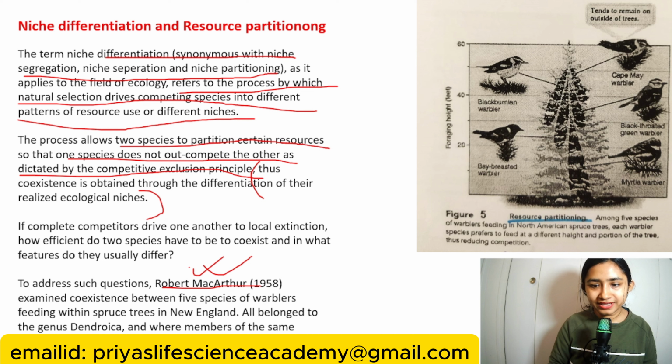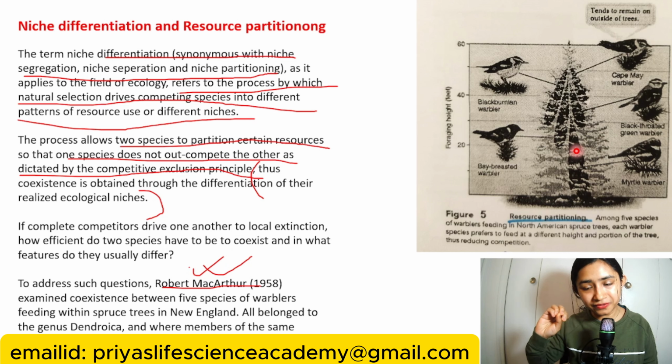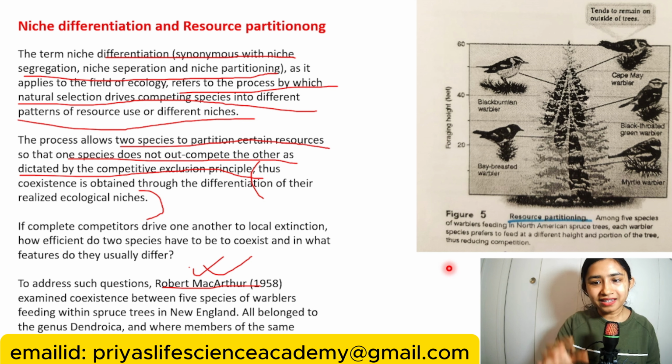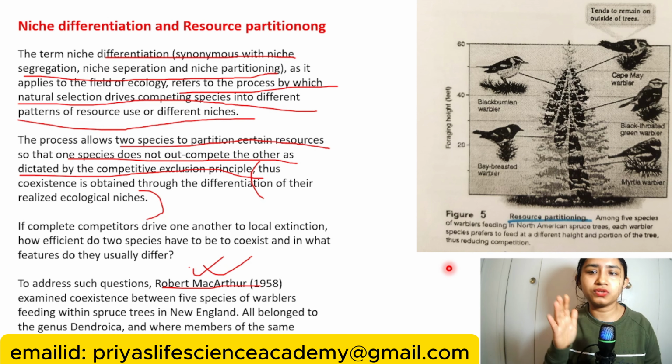What MacArthur noticed, as you can see in the picture, is that the 5 species of warbler occupied different heights and different positions of the tree. So what does it mean? They partitioned their resource. As a result, their foraging habits differed, and they thrive on different kinds of insects by sitting at different heights of the trees. So among 5 species of warblers feeding in North American spruce trees, each warbler species prefers to feed at a different height and portion of the tree, thus reducing competition. This is the way of reducing competition by partitioning your resource, okay?